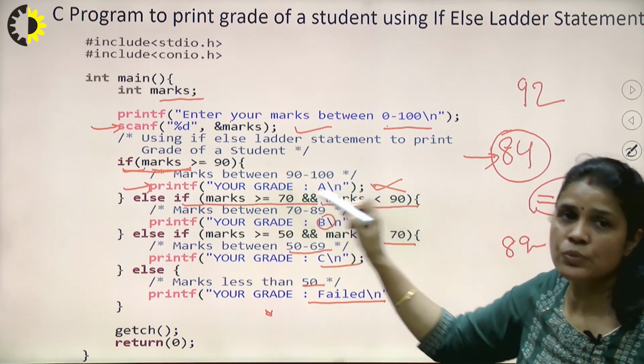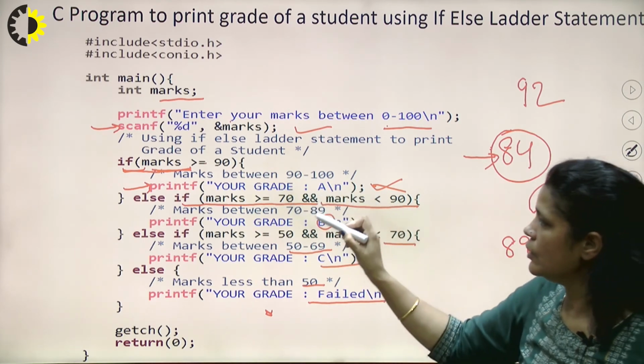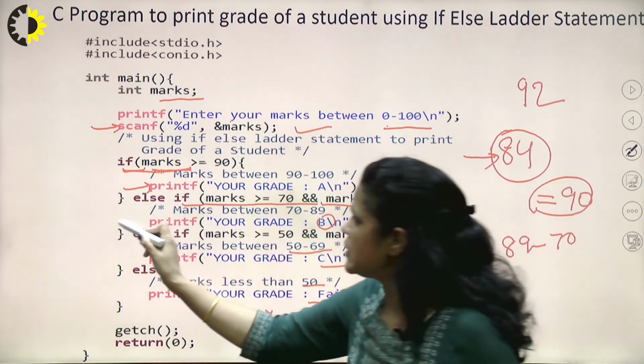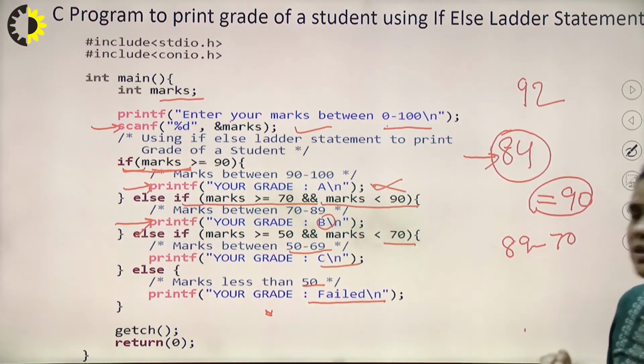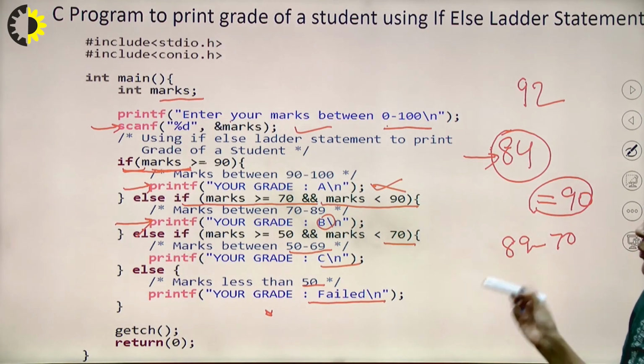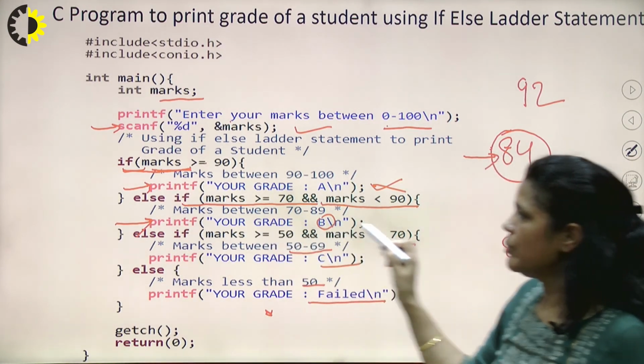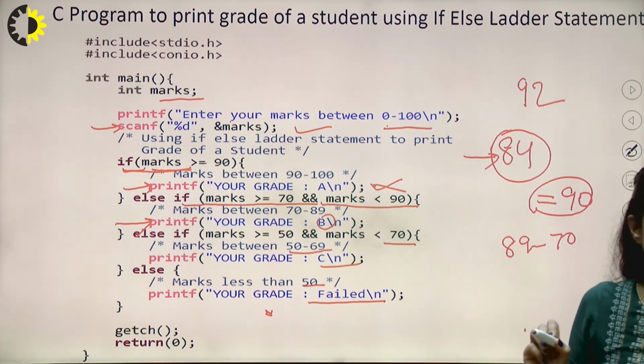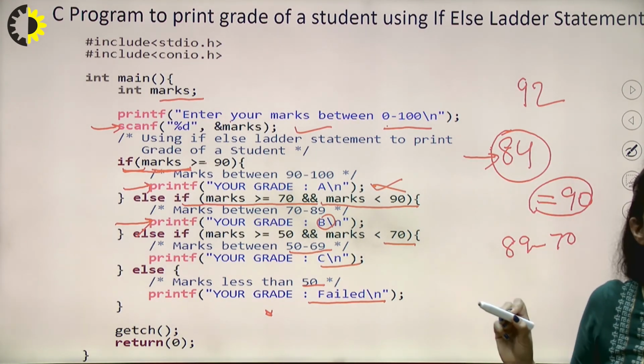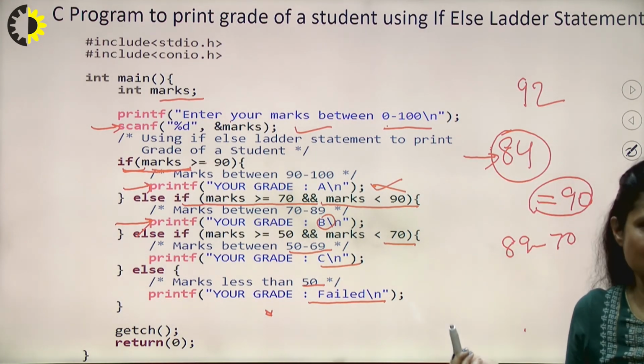Basically we are merging two conditions and both are true. So what will happen? This printf statement will work. Okay. So what will be printed to the student? Your grade colon B. So the student will be shown B grade.